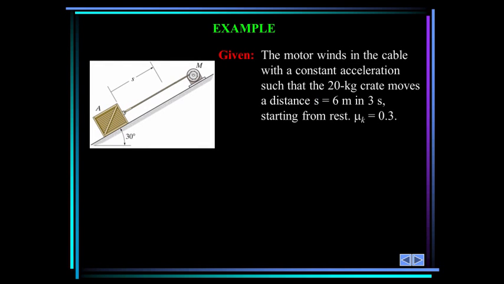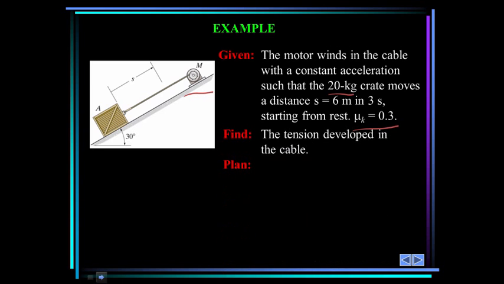So here's an example. The motor M winds in the cable with a constant acceleration such that the 20-kilogram crate moves a distance s equals 6 meters in 3 seconds starting from rest. The coefficient of friction is 0.3. Find the tension developed in the cable.